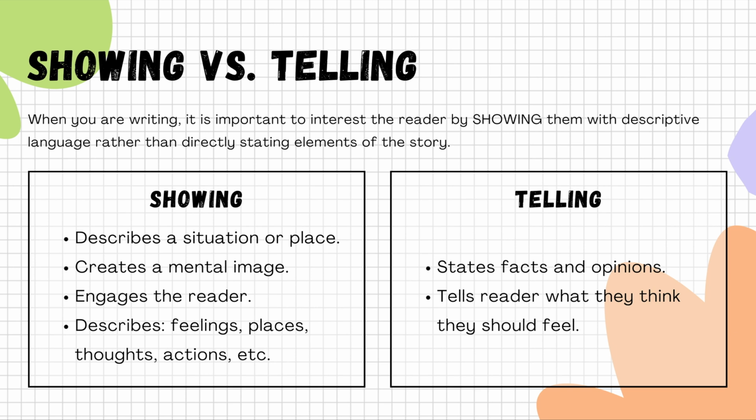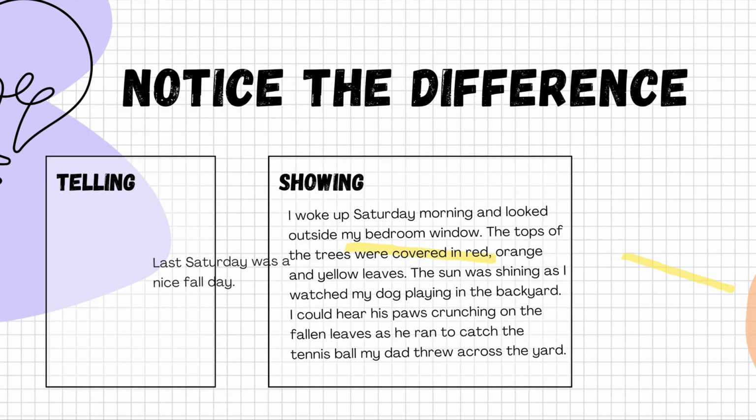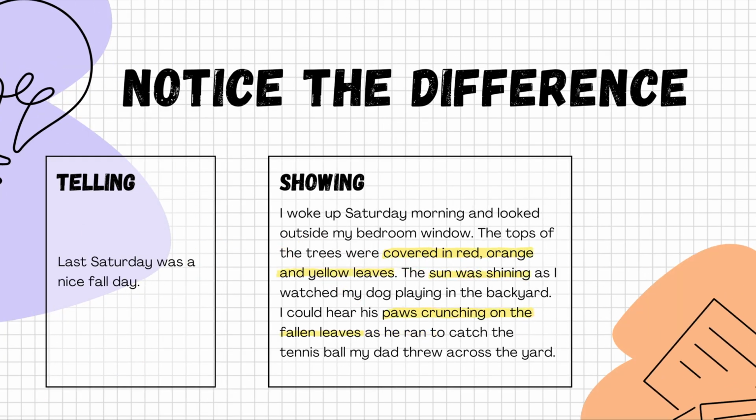This is compared to telling. When you're telling somebody something, that means you're just stating facts and opinion. You're basically just telling the reader what they should think and what they should feel, when you really want the reader to gauge that from your descriptive language. So let's notice the difference as I read the two different passages or sentences.